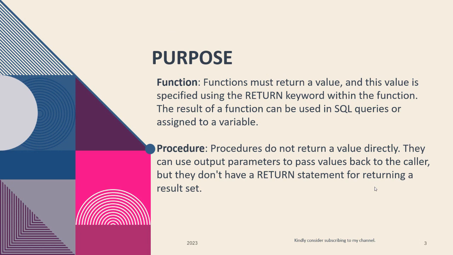The function must return a value and this value is specified using a return keyword. Okay, at the time of writing a function definition, you also have to identify the type of return. The result of a function can be used in a SQL query and it can be assigned to any specific value. Now moving to procedure. A procedure does not return a value directly. It can use output parameters to pass values back to the caller, but it does not have a return statement for returning a result set. Okay.